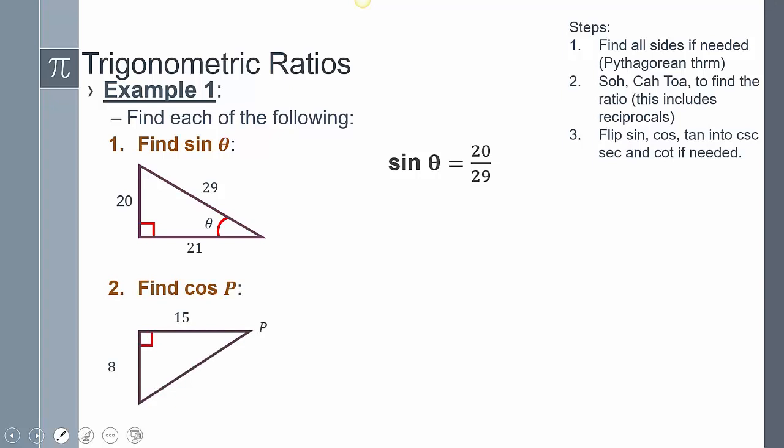The next one, cosine of p. Well, notice I know that cosine is adjacent to the hypotenuse. I don't have the hypotenuse, so I have to use the Pythagorean theorem. If I did 8 squared plus 15 squared and solved it, that would give me 17. So going through the Pythagorean theorem and solving for the hypotenuse, the missing value c, I would then be able to say it's adjacent over hypotenuse, which is going to be 15 over 17.